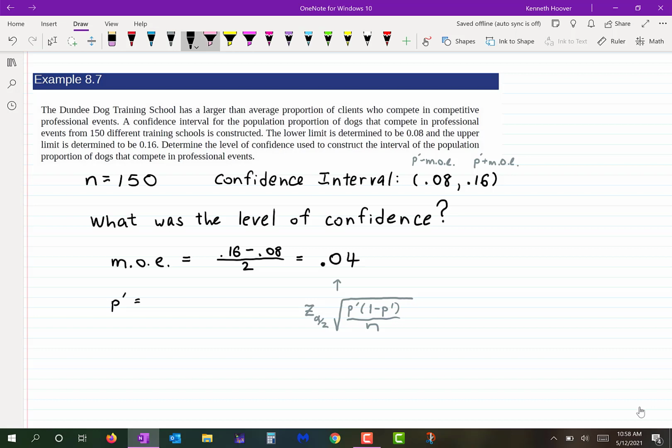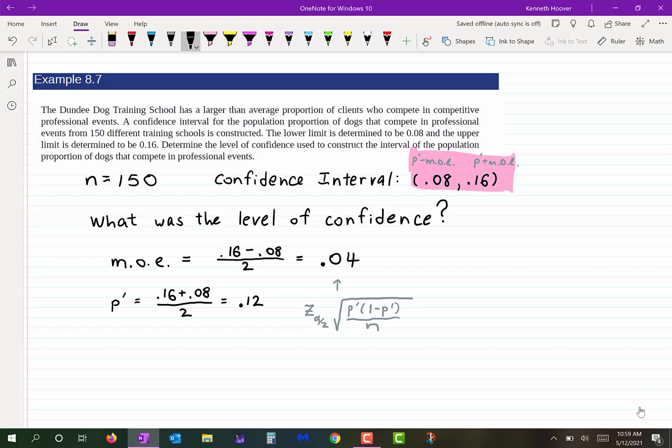So once again, let's look up here. The confidence interval is p prime plus or minus the margin of error. So that means that p prime is right in the middle of the confidence interval. Okay, how do I find the middle of two numbers? Instead of doing 0.16 minus 0.08 over 2, I do 0.16 plus 0.08 over 2. That's the average of those two numbers. That's going to tell me what is right in the middle of the confidence interval. Okay, and that's going to be 0.12. So that's my p prime.